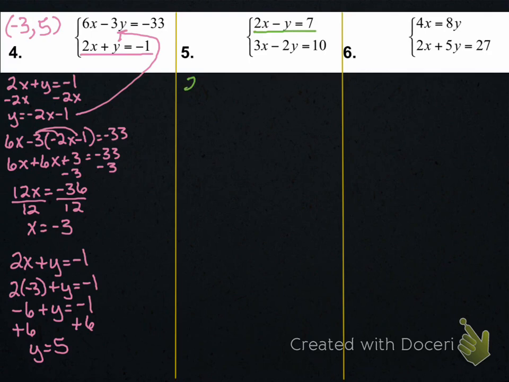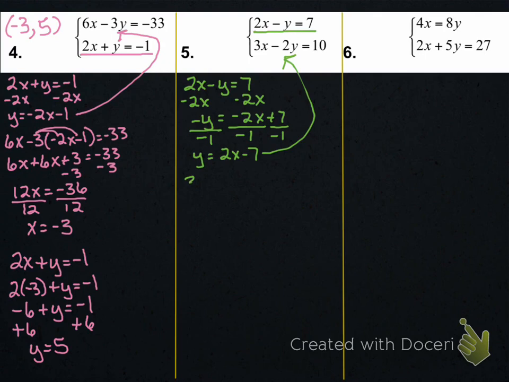Alright. Now I have 2x minus y equals 7, 3x minus 2y equals 10. Using my first equation to solve for y. Move my 2x over, and I get negative y is equal to negative 2x plus 7. Divide everything by negative 1. And I get y is 2x minus 7. Substitute that into my second equation for y. I get 3x minus 2 times 2x minus 7 equals 10.